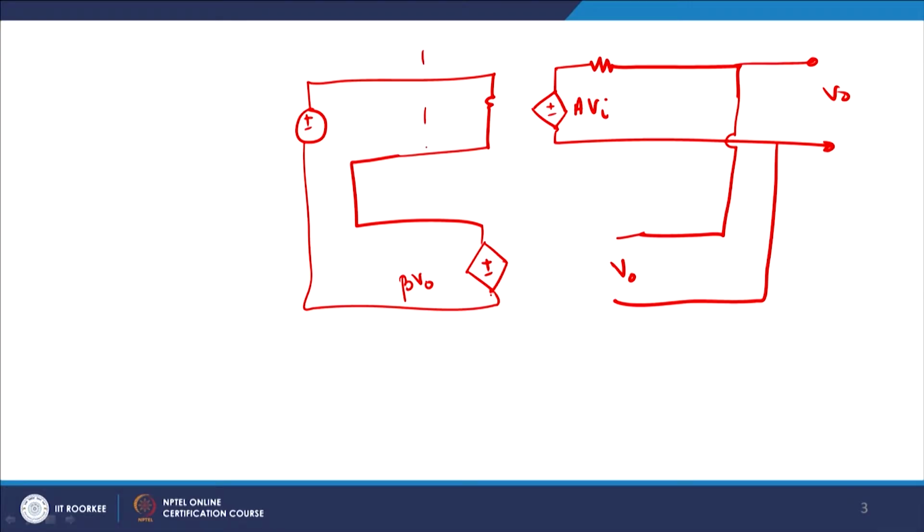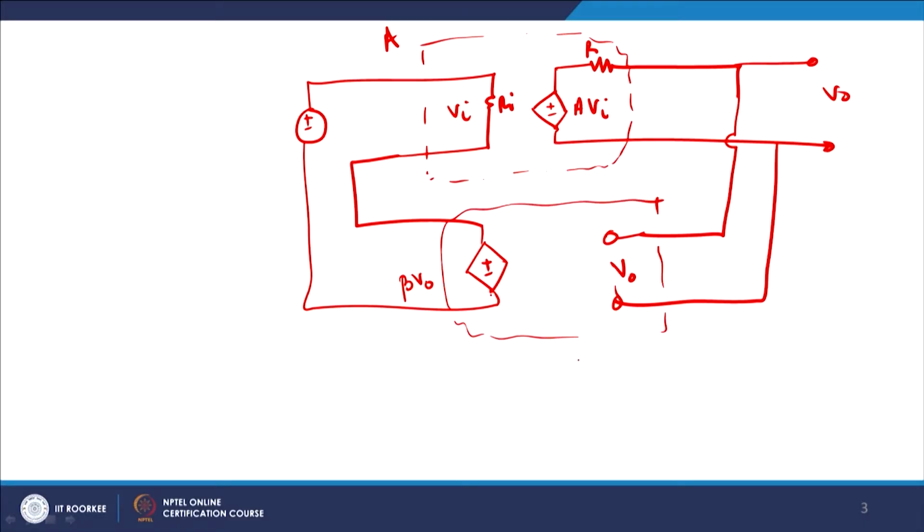So, this is your amplifier A, the feed forward amplifier, where this is your Vi and this is your Ri, and this is your Ro or output resistance, and this is your voltage. This is your feedback network, beta, and this is your feed forward amplifier, and this is a voltage source Vs.